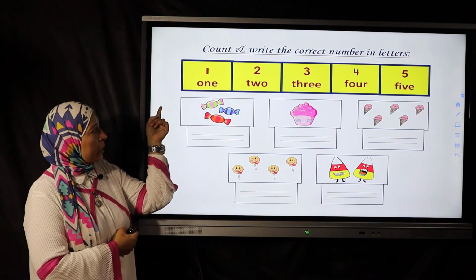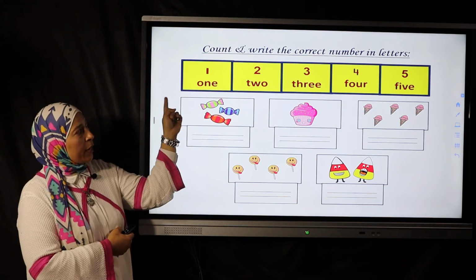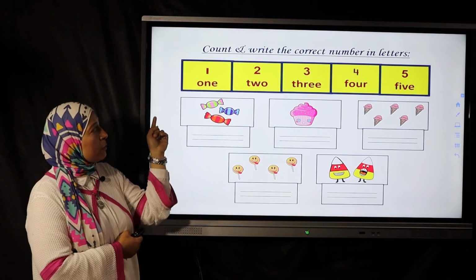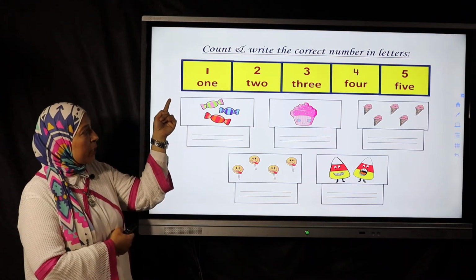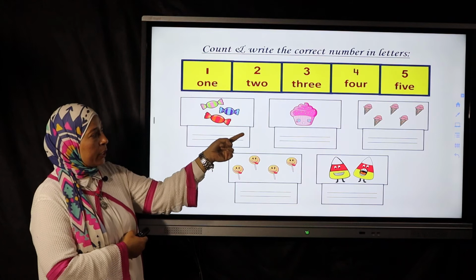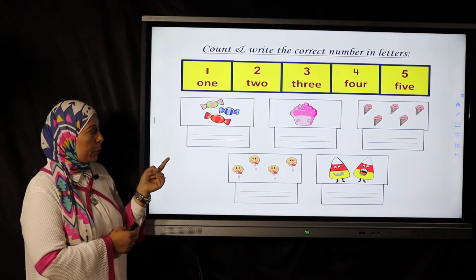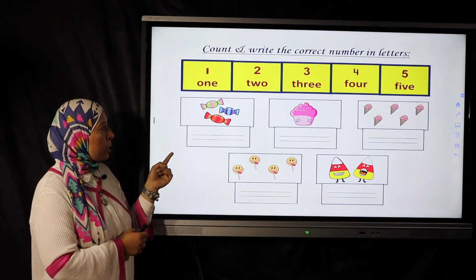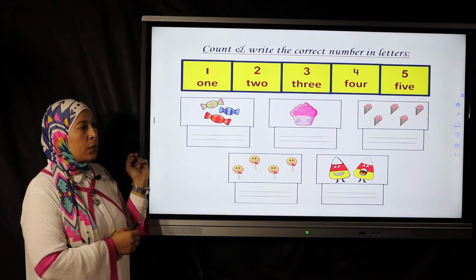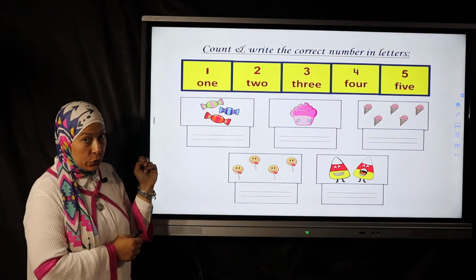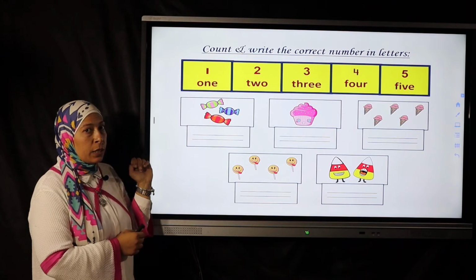Here we have up here, this is the box. We have numbers inside the box. You have to read them. We will read them together, and then after that we're going to start counting and writing the correct number. But also remember, like I told you last time, whenever we have a double line, this means you have to write the number in letters. You have to write the number in letters.